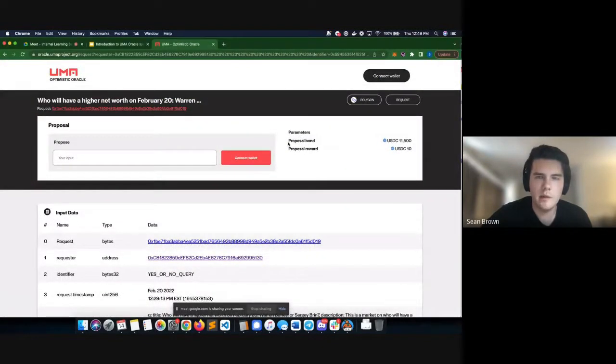Like we talked about, the bond. This is the risk I would have to be willing to put up if I wanted to answer this question. So here it's 11,500 USDC. We talked about the reward. This is the reward I would receive if I proposed an outcome and it was accepted as truth and nobody disputed me.